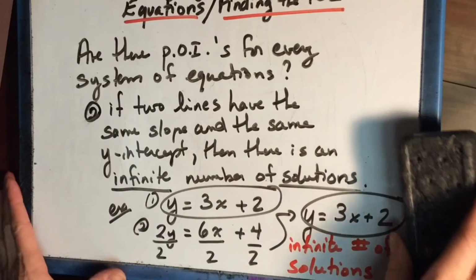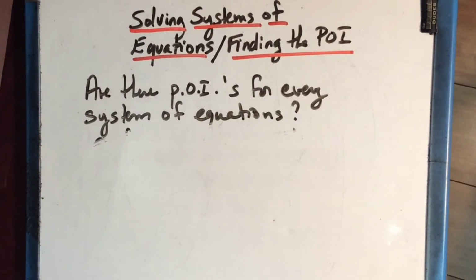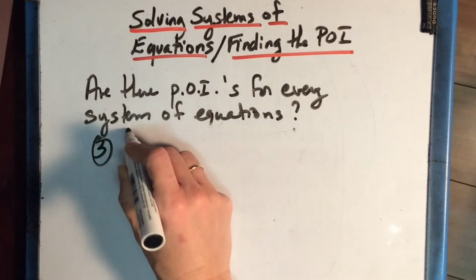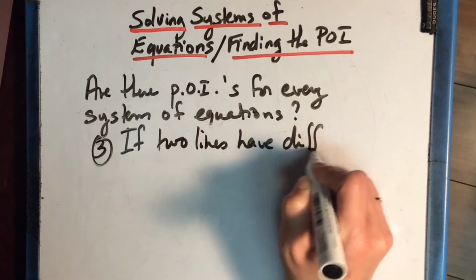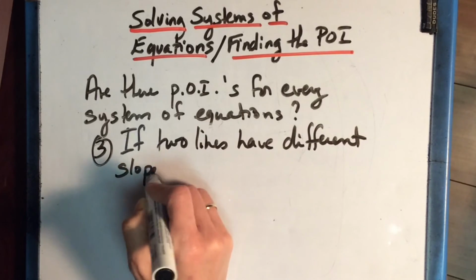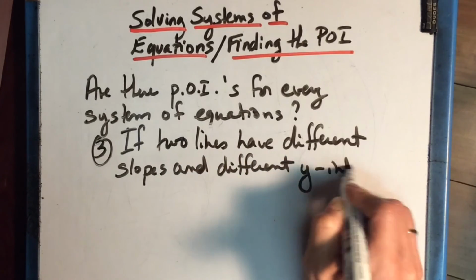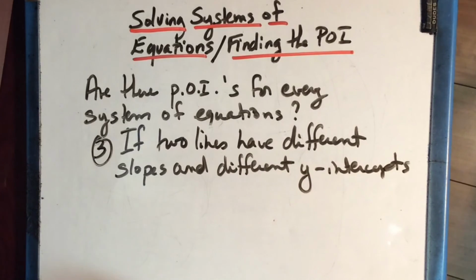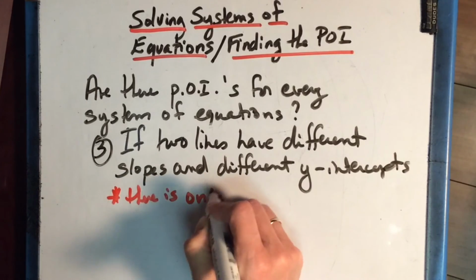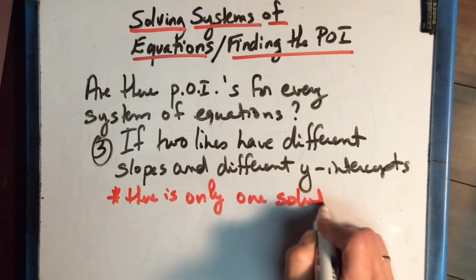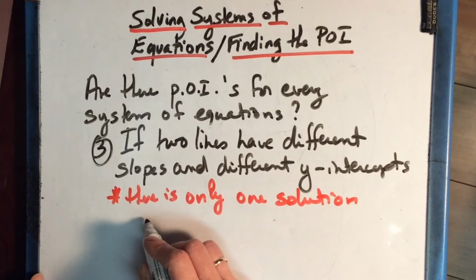And finally, our third situation would be if two lines have different slopes and different y-intercepts, then there is only one solution, one POI.